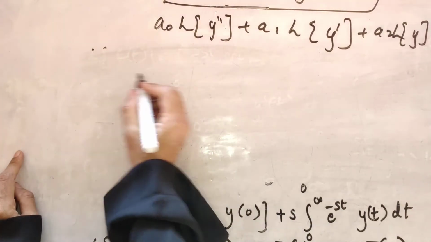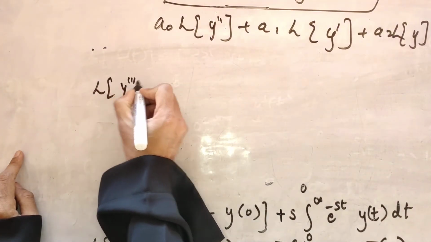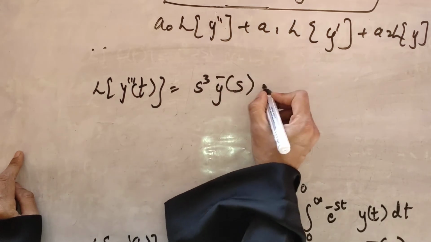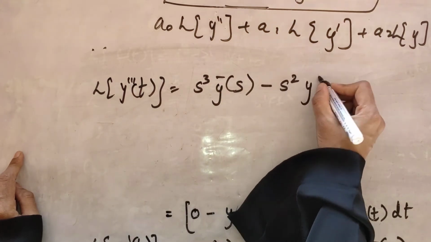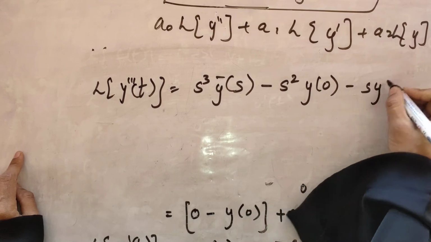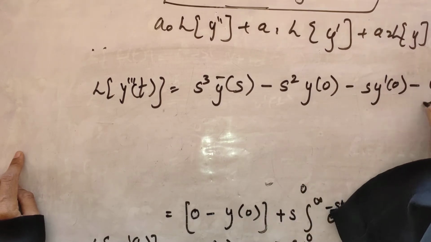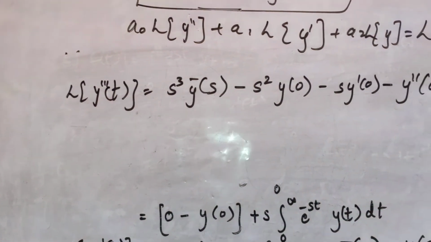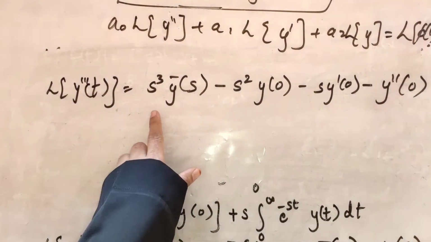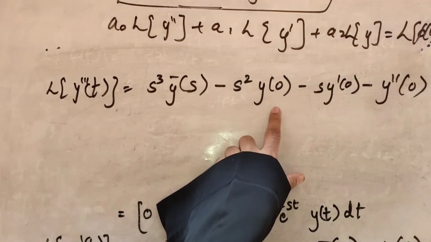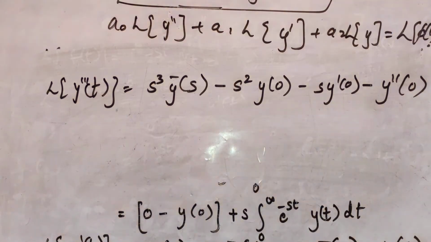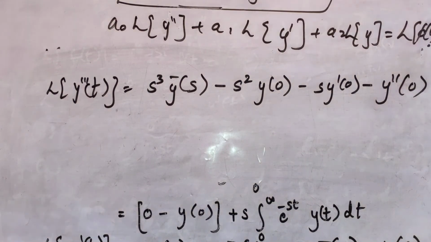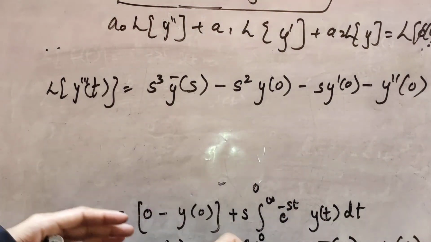So now see here, if I consider the Laplace transform of y triple dash of t, it will be s cube y bar of s minus s square into y of 0 minus s into y dash of 0 minus y double dash of 0. It will be like this. Similarly, for the fourth derivative, fifth derivative, and so on.